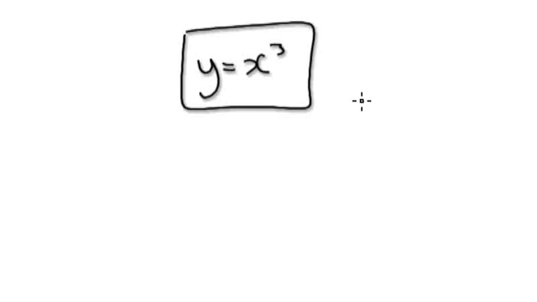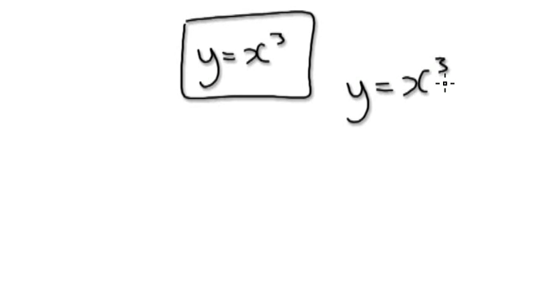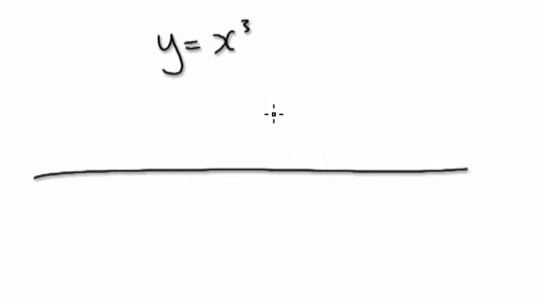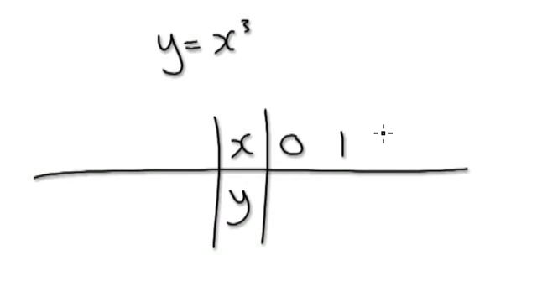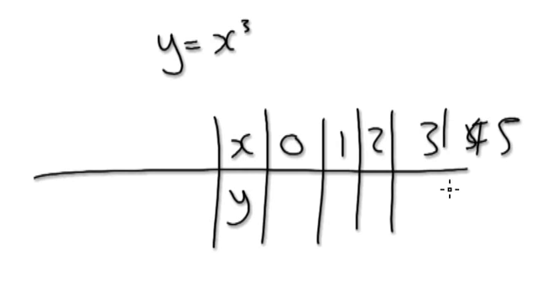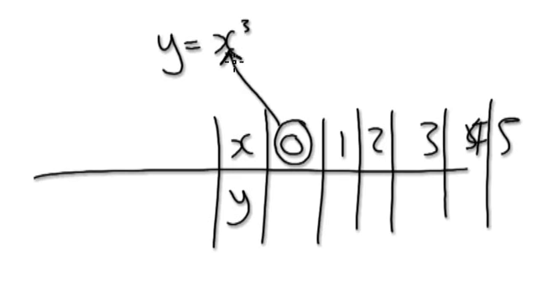What does this graph look like? Y equals x to the power of 3. As always, if you're trying to investigate this graph, create a table for yourself: x, y, and then 1, 2, 3, 4, 5, and so on, and create a table of values. So you put 0 into this.